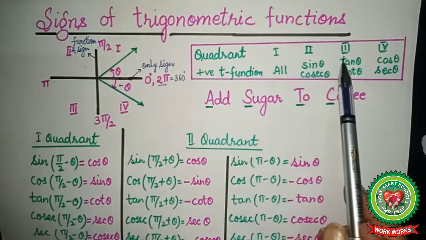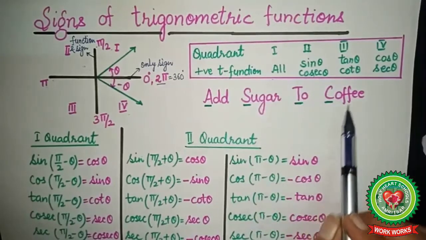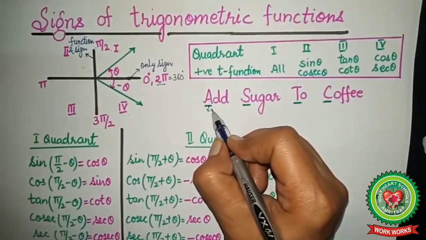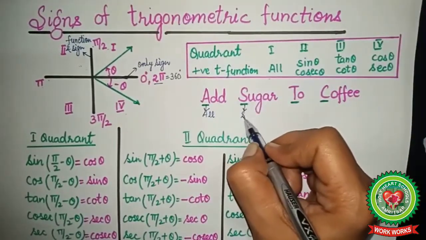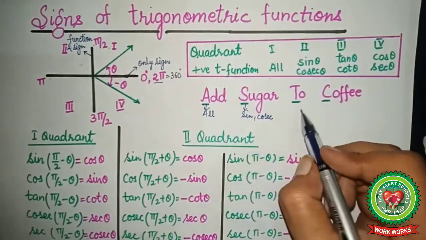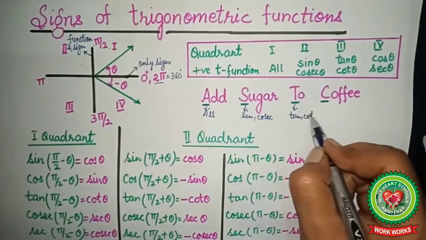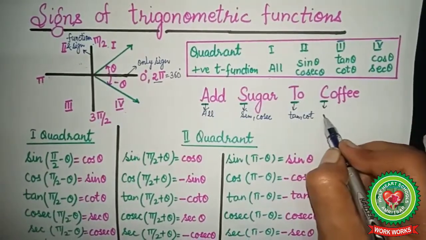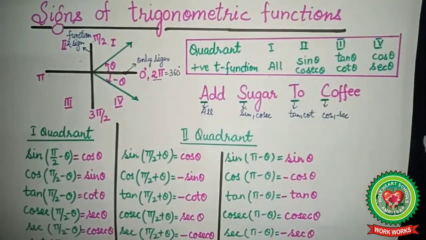We can remember it by this keyword, that is "add sugar to coffee". Add means all are positive. Here sugar, S means sine and cosecant are positive. To, T means tan and cot are positive. Coffee means C, cos and secant are positive. In this way, you can remember the signs of the trigonometric functions in different quadrants.